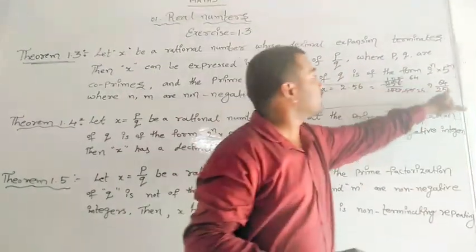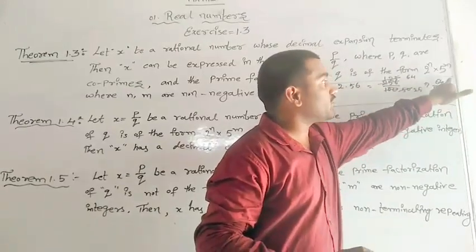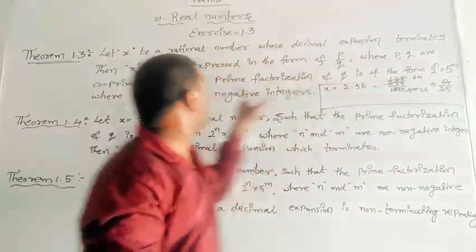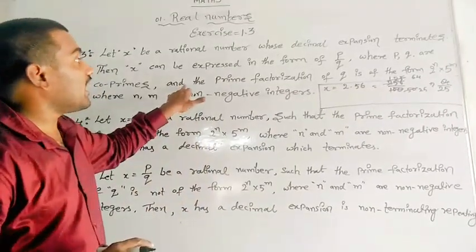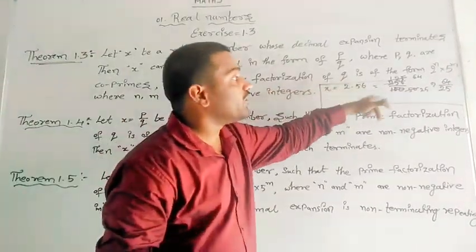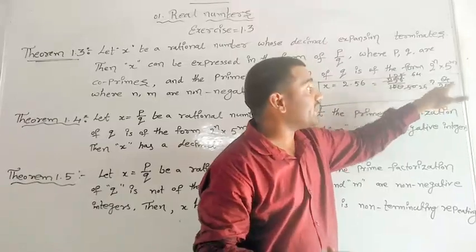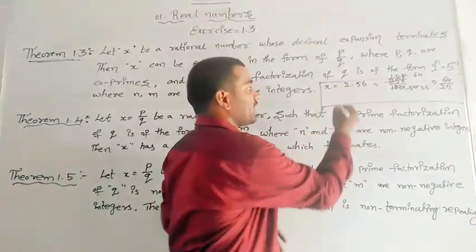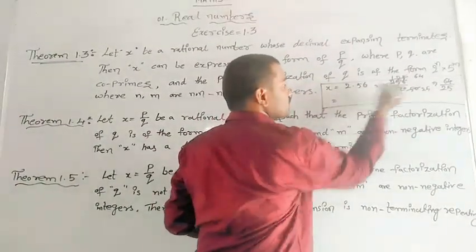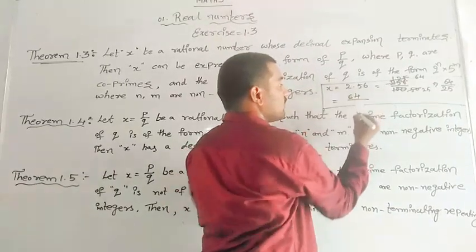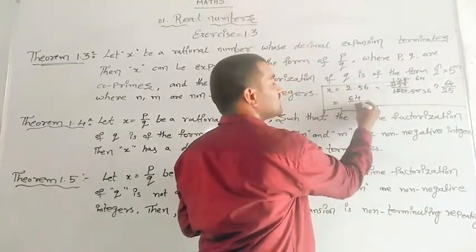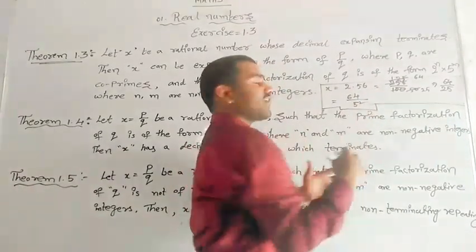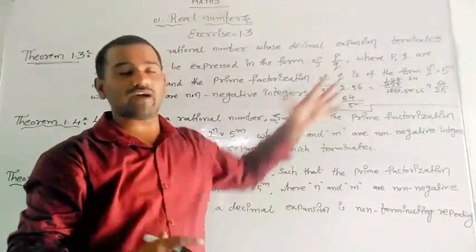Here this is the form of p by q, so p, q are coprimes. I hope you understand the meaning of coprimes. Now, the prime factorization of q. Here q means 25. The numerator we write as 64. The prime factorization of 25, what do you get? That is 5 square. Factorize 25, we get 5 squared.